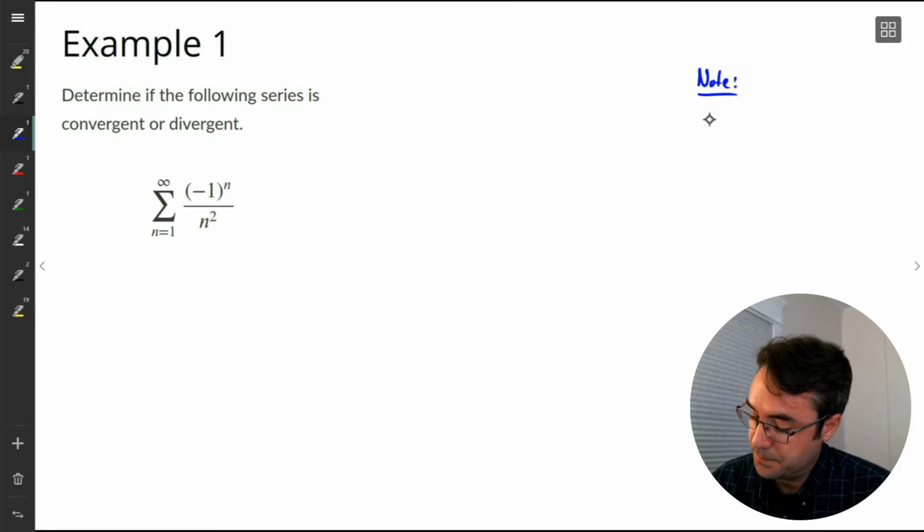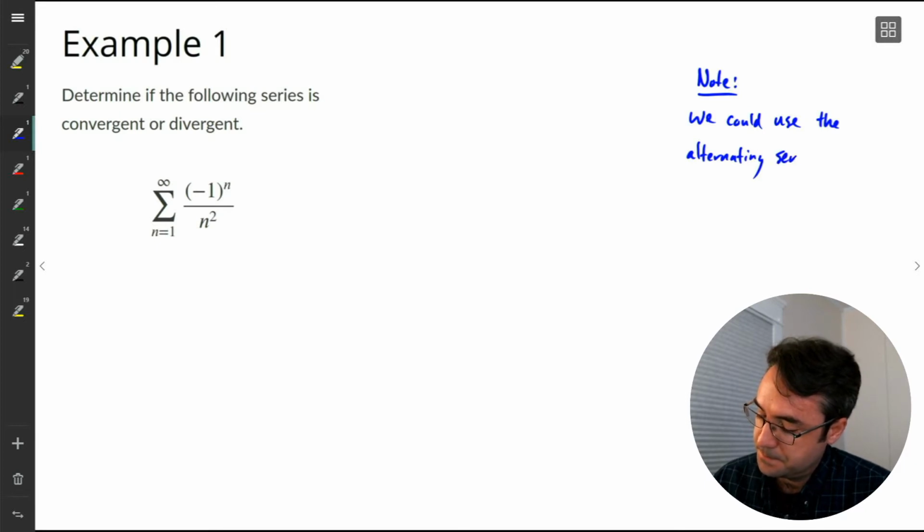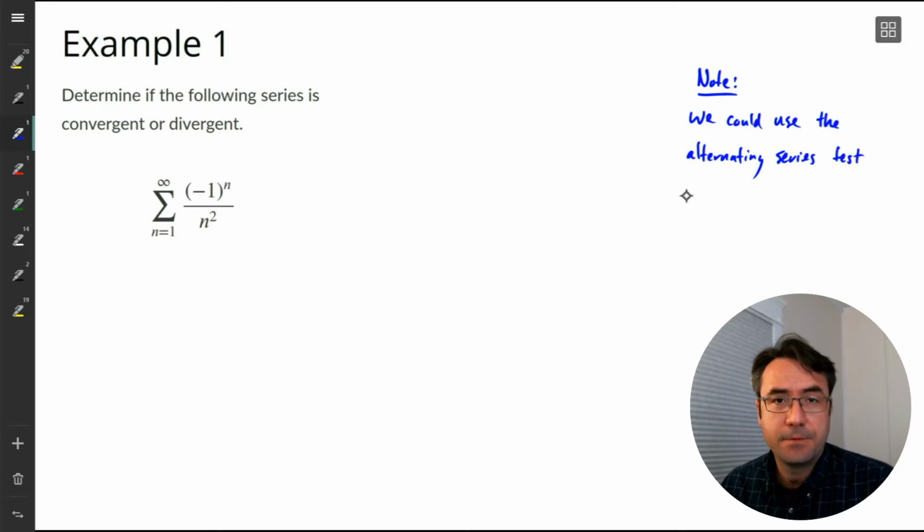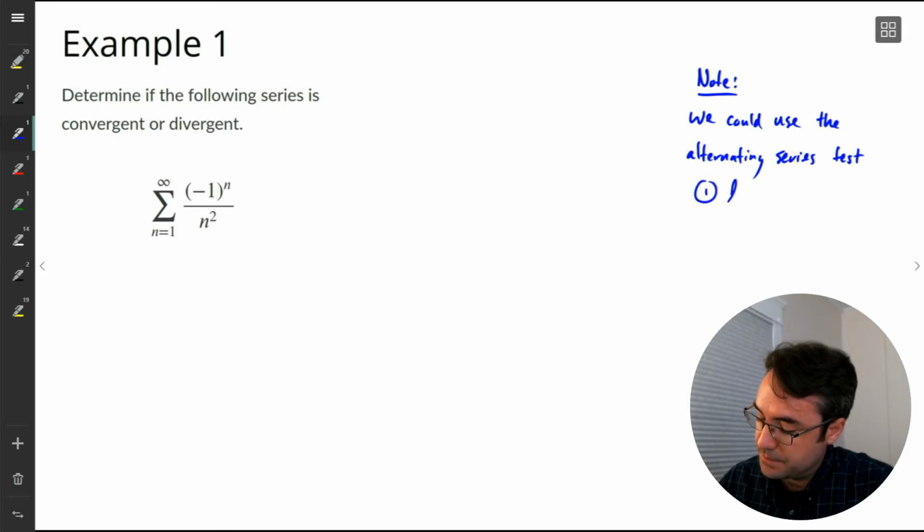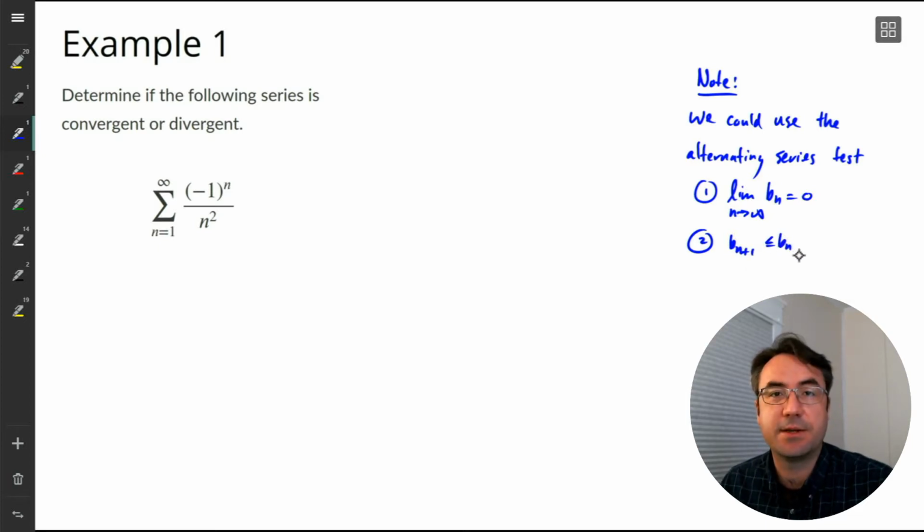So just make a note of this. We could use the alternating series test here because we see that alternating piece. So what would we need to show for the alternating series test? There are two things. The limit of Bn as n goes to infinity is equal to 0. And then you also need to show that the sequence Bn is decreasing. So Bn plus 1 is less than or equal to Bn. So you could go through that. That's a perfectly reasonable test to use here because we see that alternating piece. So this is an alternating series. You would just have to identify Bn, show that the limit of Bn is equal to 0, and then show that Bn plus 1 is less than or equal to Bn. Perfectly fine to do that.